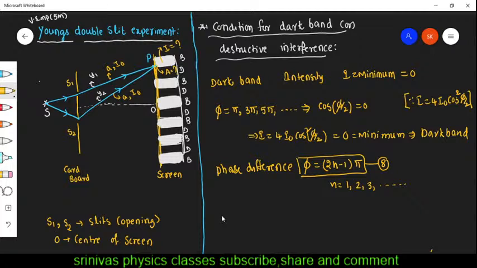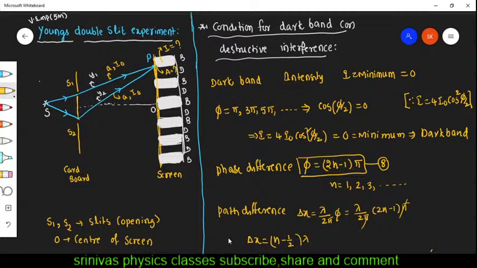I want the path difference for the dark band. We know path difference delta x, between the light waves, is equal to lambda by 2 pi into phase difference. The phase difference here is 2n minus 1 into pi. The pi will cancel, and finally we get the path difference condition as 2n minus 1 into lambda by 2. Right, these conditions you should remember. And we can consider this equation as 9.